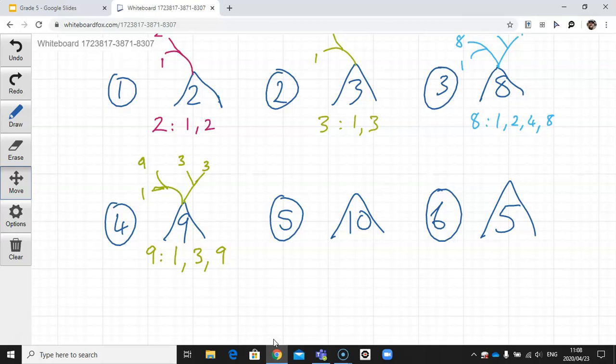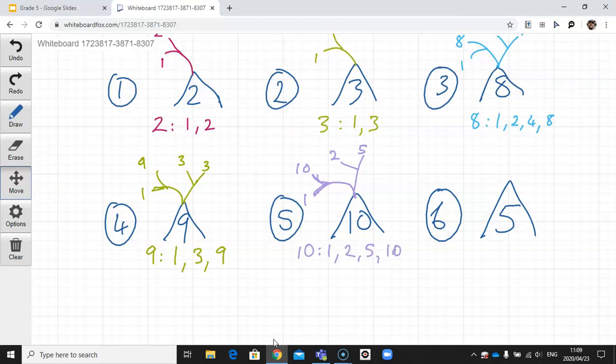Let's have a look at 10. Always start with 1 and myself. So those are the factors. Does 2 fit in? 2, 4, 6, 8, 10. Yes, it does. 2 times 5. Does 3 fit in? Nope. Does 4 fit in? Nope. 5. 5, yes, but we've got 5 already. So factors of 10: 1, 2, 5, and 10.